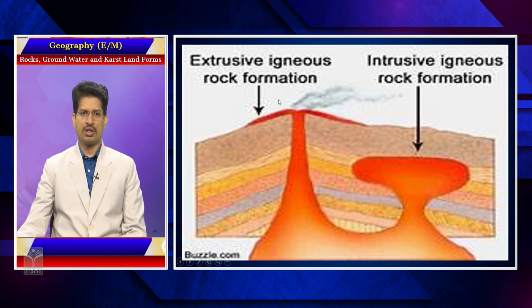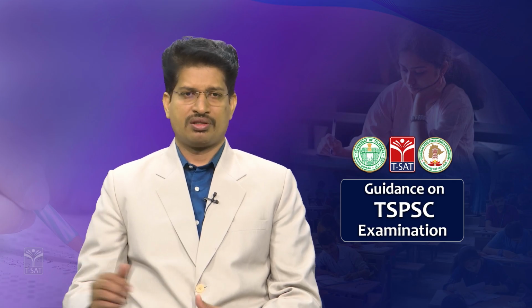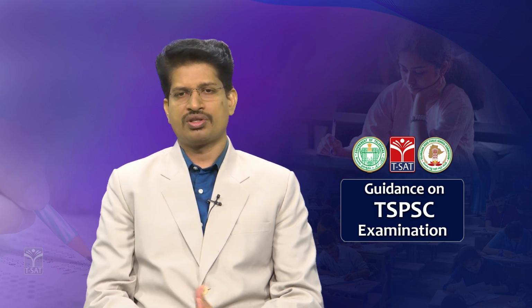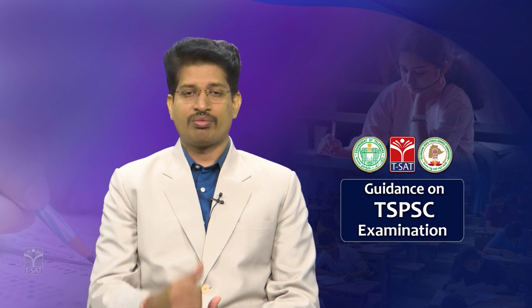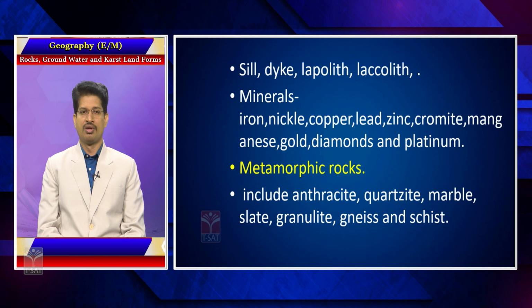One is the outer layer of the earth, and the other is in the internal layers of the earth. The different kinds of minerals which are available here, I have discussed in the case of igneous rock bodies, but in the case of metamorphic rocks, they may ask you what the different kinds of minerals available in metamorphic rocks are. So, they include anthracite, quartz, marble, slate, granulite, gneiss and schist.